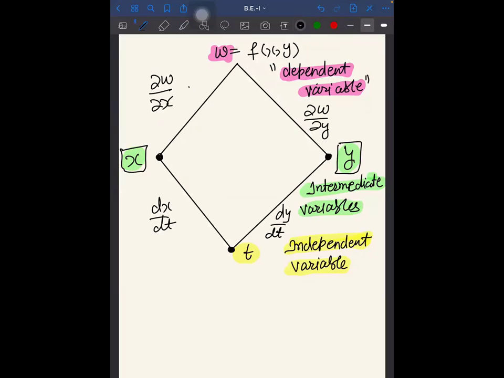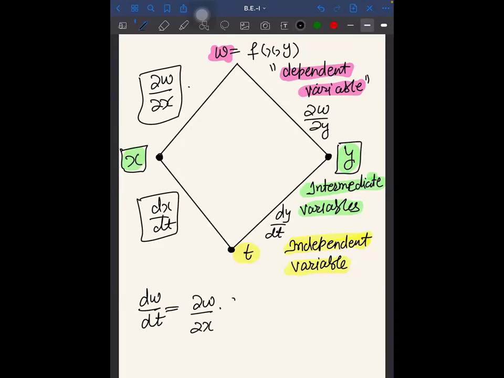dW by dt will be what? You take the multiplication of these two things, that means along the same branch. So this becomes curly W upon curly X into dx by dt. Once one branch is completed and you have reached the T, take the second branch: curly W upon curly Y and dy by dt. Take the product of these two. Are you with me on this? Yes, sir.